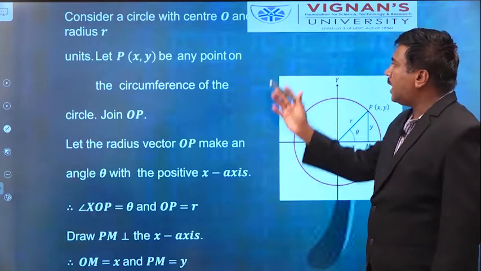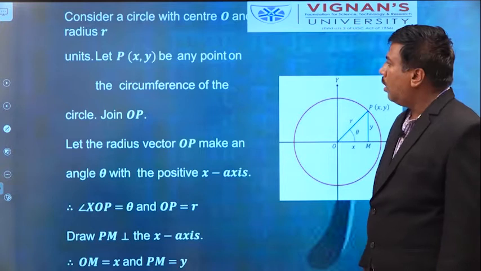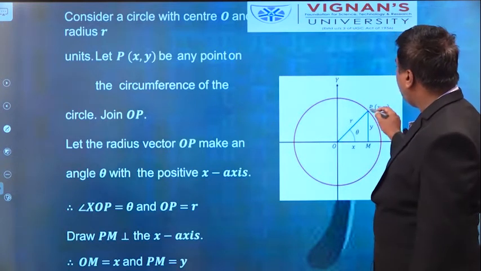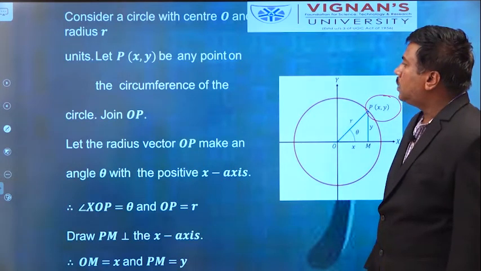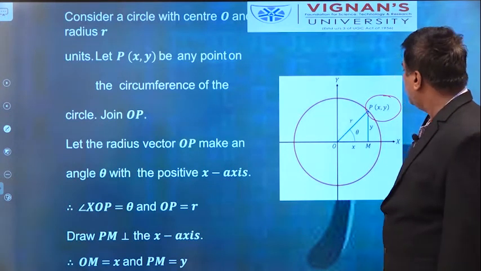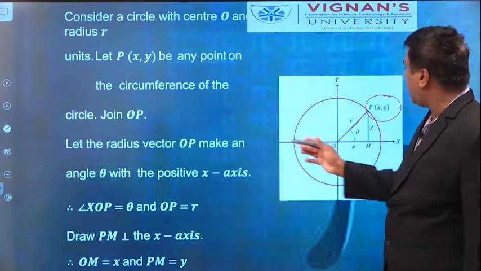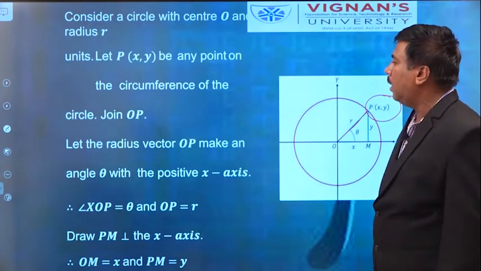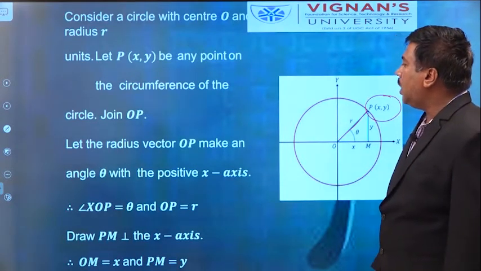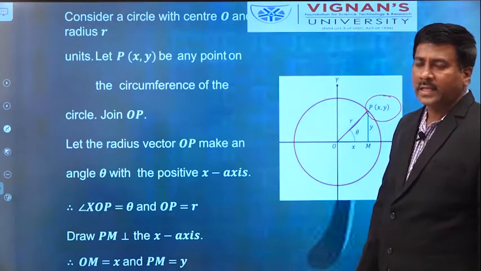Now, consider a circle with the center O and the radius small r. Let P(x, y) be any point on the circumference of the circle. Join OP. O is the center and P is any particular point that lies on the circumference of the circle. Let the radius vector OP make an angle theta with the positive x-axis.